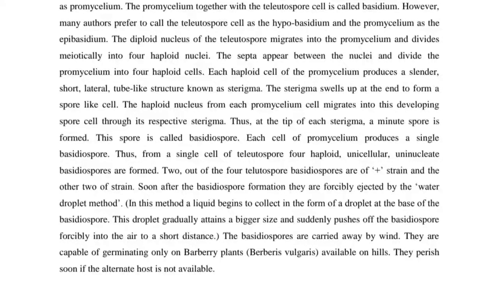Out of the 4 basidiospores, 2 are of plus strain and the other 2 of minus strain. Soon after basidiospore formation they are forcibly ejected by the water droplet method. In this method a liquid begins to collect in the form of a droplet at the base of the basidiospore. This droplet gradually attains a bigger size and suddenly pushes off the basidiospore forcibly into the air to a short distance. The basidiospores are carried away by wind. They are capable of germinating only on barberry plants, Berberis vulgaris, available on hills. They perish soon if the alternate host is not available.